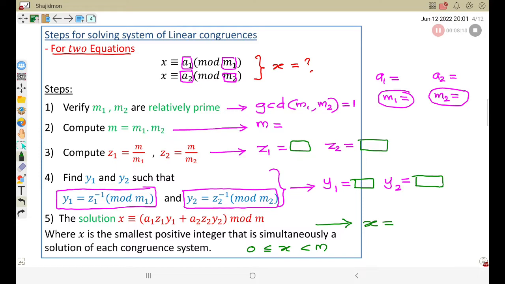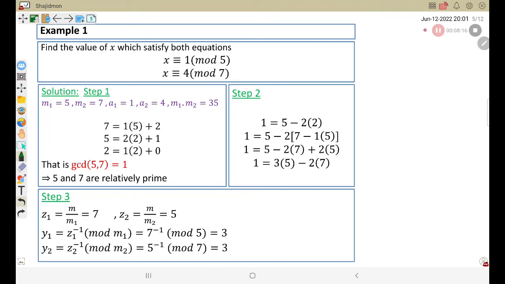So I hope you understood this procedure. Okay, just remember this procedure. Now we have some examples here for your understanding. For example, this one: x congruent to 1 mod 5, x congruent to 4 mod 7. Okay, so what is the question? Find the value of x. What is the solution that satisfies both of the congruences, x congruent to 1 mod 5 and x congruent to 4 mod 7.